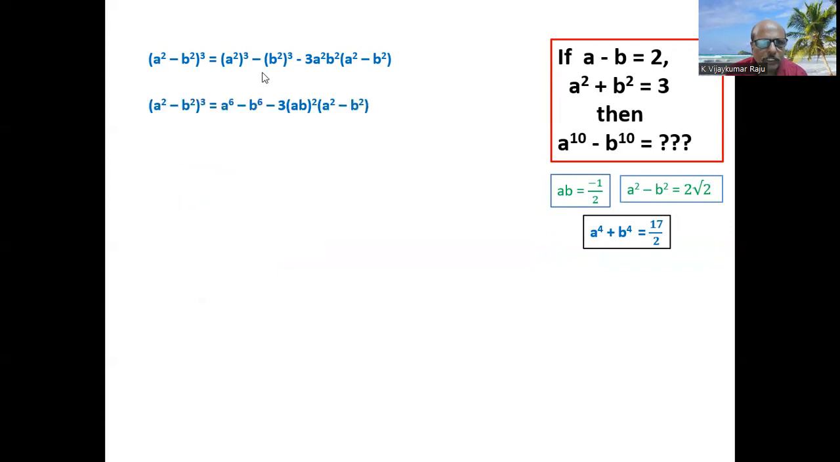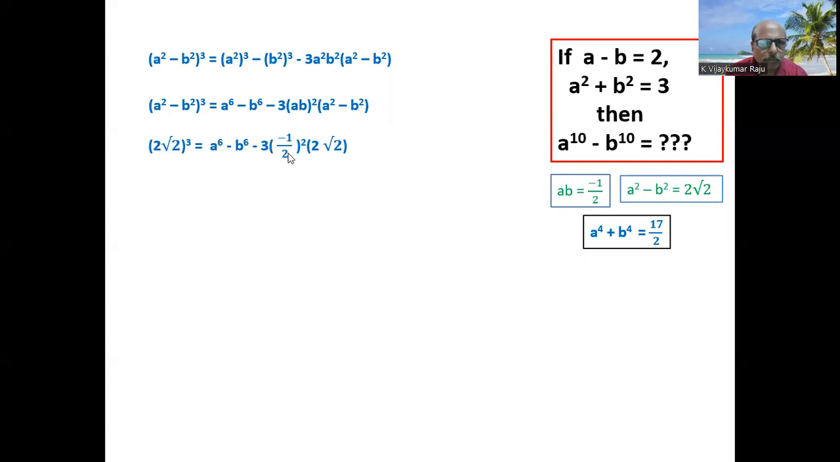Third. Now we are going to take the cube, (a² − b²)³. That is (a²)³ − (b²)³ − 3a²b² times this. Now the values which we know, let's put them here. a⁶ becomes b⁶. This is (ab)² and this. So a² − b², we already know this value. So let's put it in the respective places. So it will be like this.